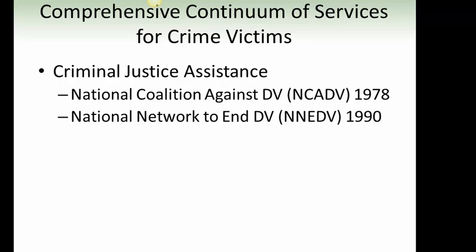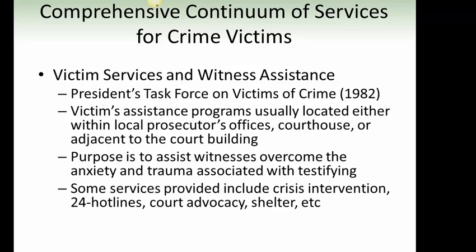Comprehensive continuum of services for crime victims. Criminal justice assistance. National Coalition Against DV, 1978. National Network to End DV, 1990. Victim Services and Witness Assistance. President's Task Force on Victims of Crime. Victim assistance programs are usually located either within local prosecutors' offices, the courthouse, or adjacent to the court building. The purpose is to assist witnesses in overcoming the anxiety and trauma associated with testifying. Some services provided include crisis intervention, 24-hour hotlines, court advocacy, shelter, etc.